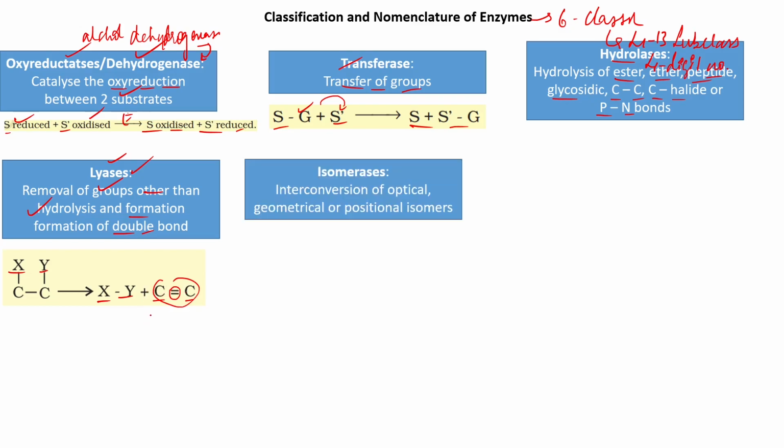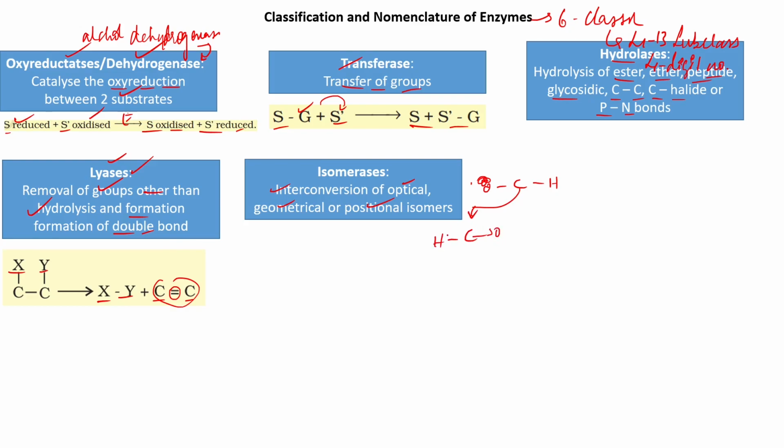The next one is the isomerases, which are mainly involved in the interconversion of optical, geometrical, and positional isomers. For example, if there is a carbon with O and H, the enzymes can change the position of the H from here to here.